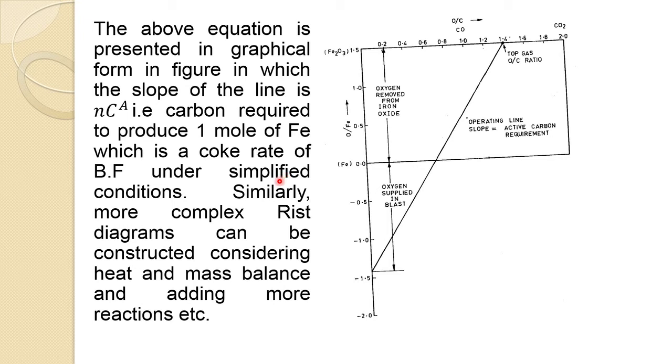So, by making it more and more complex, you can then know how much coke is required under that condition, what the CO2 ratio should be and other things, and more Rist diagrams can be made based on mass balance, and even the heat balance you can include. In the old days it used to be used, and even now in many places they use it, but with the advent of more modeling tools, those are much more reliable and important. People are going away from these now.